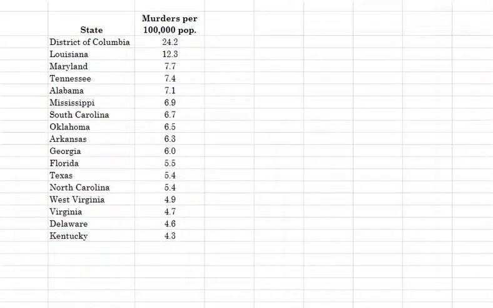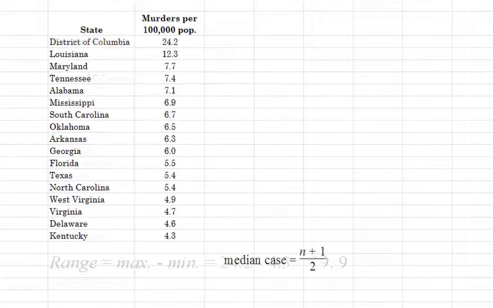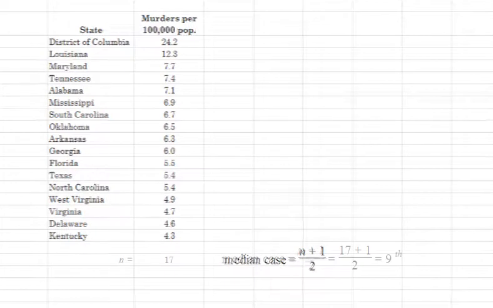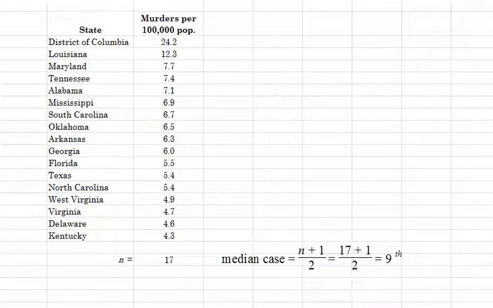Now that the data have been placed in numerical order from highest to lowest value in our sample, the next step would be to identify which is the median case. To do so, we'll use the formula for finding the median case of n plus 1 divided by 2. There are 17 cases in this sample, and 17 plus 1, or 18 divided by 2, indicates that the median case is the 9th case.